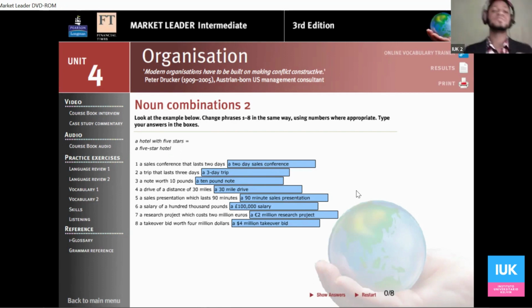So you don't have to say a 2 days sales conference, you just say a 2-day sales conference, meaning that the conference lasts for 2 days. In this sense, 2-day, 3-day, £10, 30-mile, 90-minute, £100,000, €2 million, $4 million really function as adjectives.